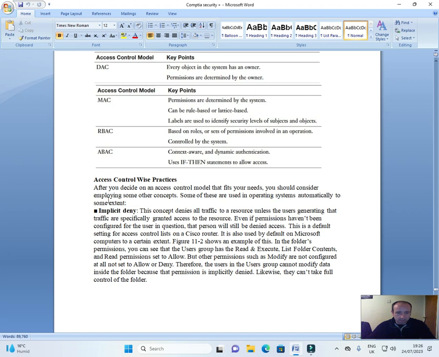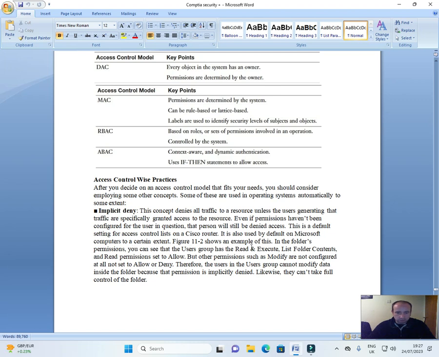Access control wise practices. After you decide on an access control model that fits your needs, you should consider employing some other concepts. Some of these are used in operating systems automatically to some extent. Implicit deny. This concept denies all traffic to a resource unless the users generating that traffic are specifically granted access to the resource. Even if permissions haven't been configured for the user in question, that person will still be denied access. This is the default setting for access control lists on a Cisco router. It is also used by default on Microsoft computers to a certain extent.